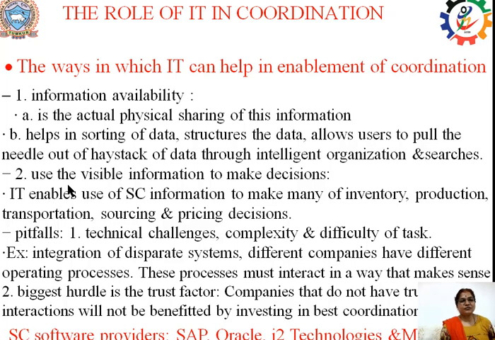It is not only making information available, but making use of this available information to make decisions. Nowadays we have something called a decision support system, which will provide the decision maker all kinds of decisions possible out of the data gathered, and what the further consequences are. Everything will be listed. Only the decision maker has to appropriately select the decision out of it. IT enables use of supply chain information to make inventory, production, transportation, sourcing, pricing, all kinds of decisions.